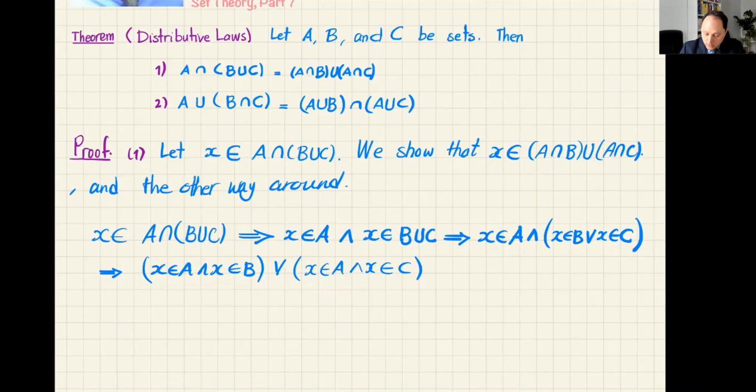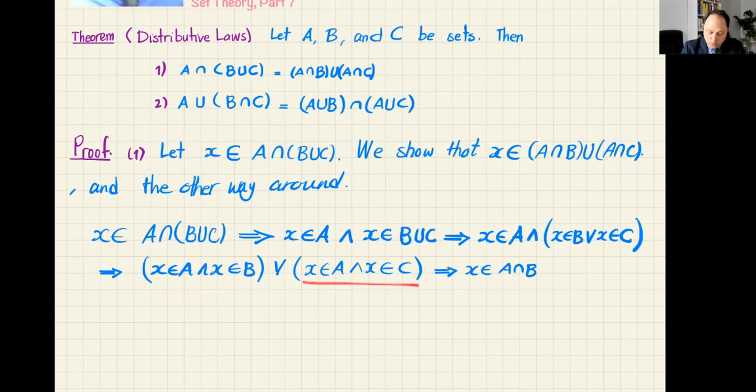Now, if I ask you what you can conclude from here, someone tells you that X belongs to A and X belongs to B. So what can I conclude if this is the case? I can conclude that X belongs to A intersection B, because if X belongs to A and X belongs to B, this definitely implies that X belongs to A intersection B.